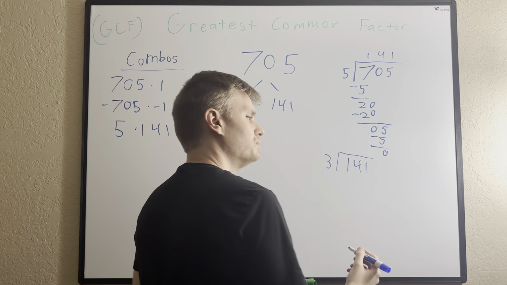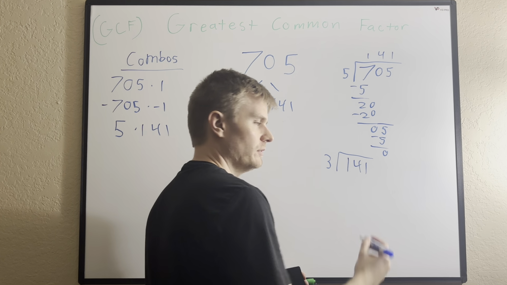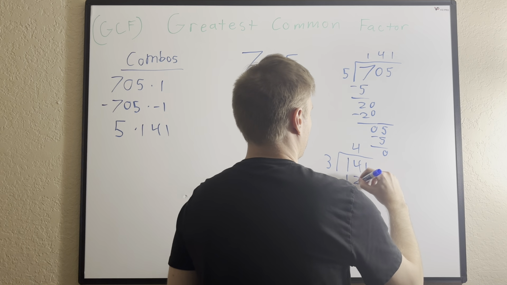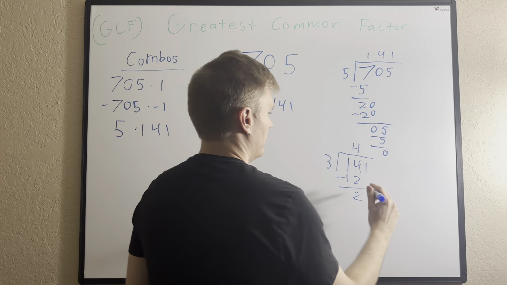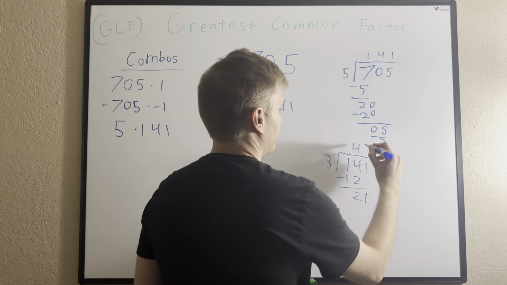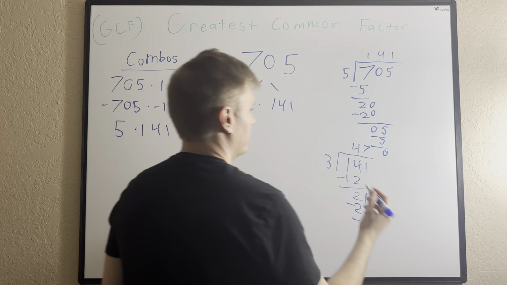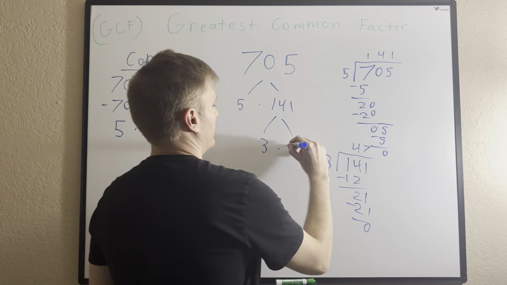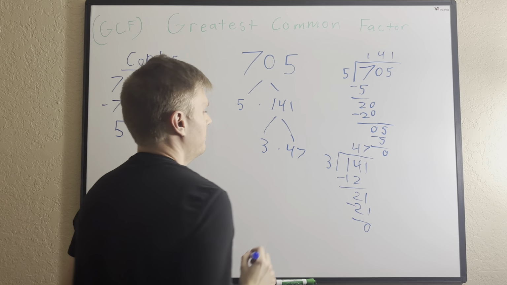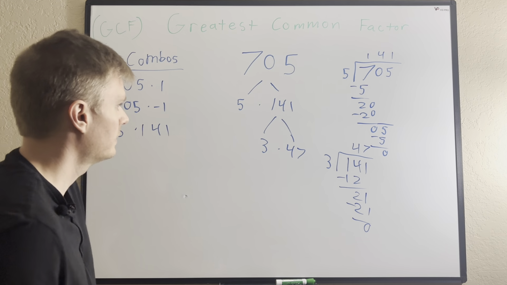3 times 4? No. Yeah, 3 times 4 is 12. Had a brain problem there. Bring down the 1. 3 times 7 is 21. Nothing left over. Good. That means it worked. 3 times 47. Now is 47 prime? Yes, I think this is it.